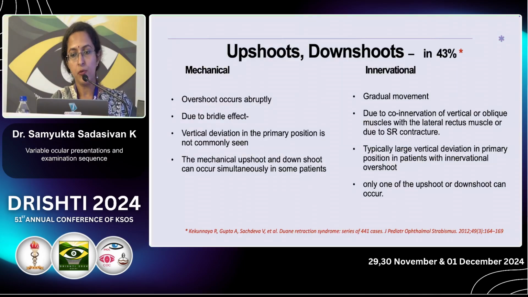Upshoots and downshoots are seen in nearly 43% of cases. So if you do your examination correctly, you will get to know whether it is a mechanical overshoot or an innervational overshoot. So mechanical overshoot occurs abruptly, whereas in innervational, it is a gradual movement. Mechanical overshoot is peculiar in that the upshoot and downshoot can occur simultaneously in the same patient, whereas in innervational, either of these would be present. Both cannot simultaneously be seen. Vertical deviation in primary position is not seen if it is of mechanical etiology, whereas in innervational overshoot, there would be a typical large vertical deviation in primary position.